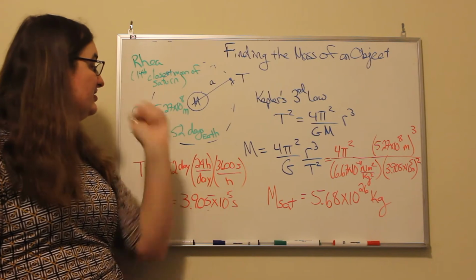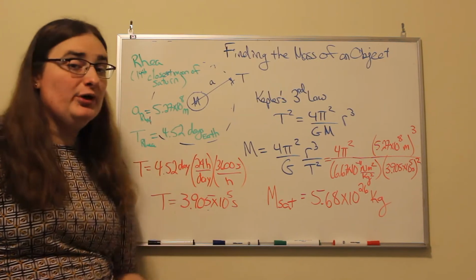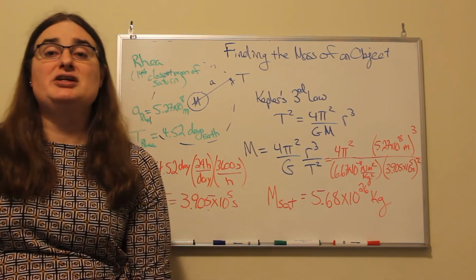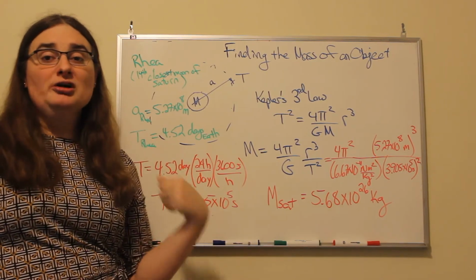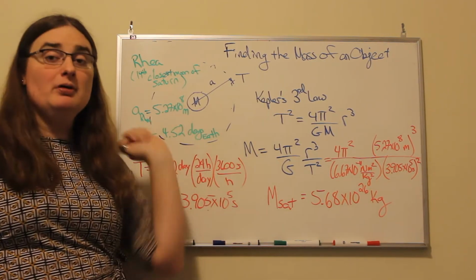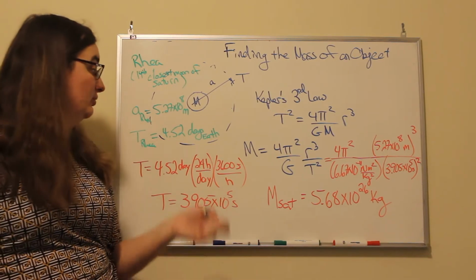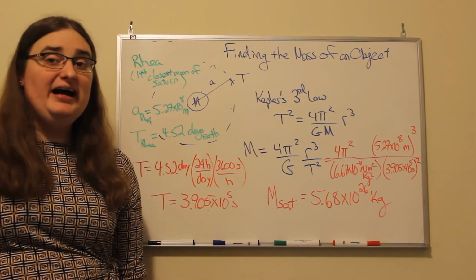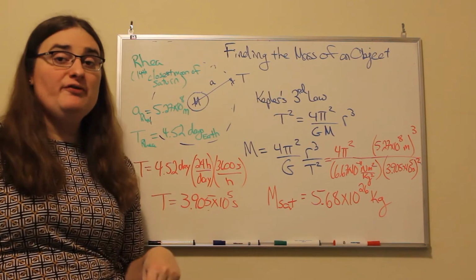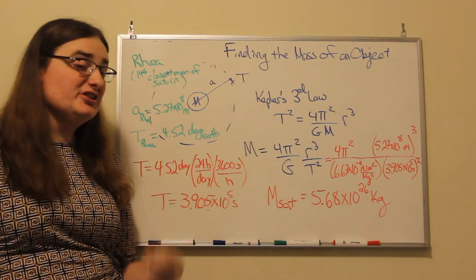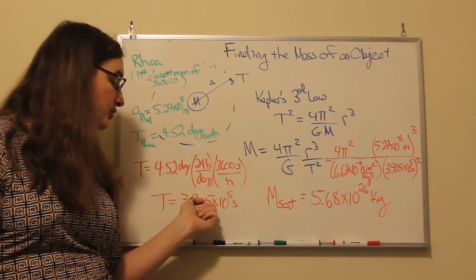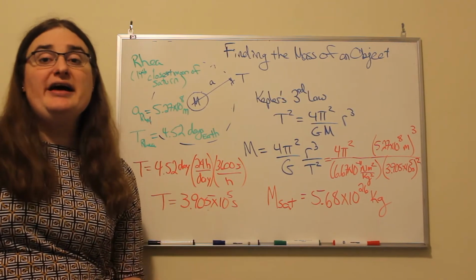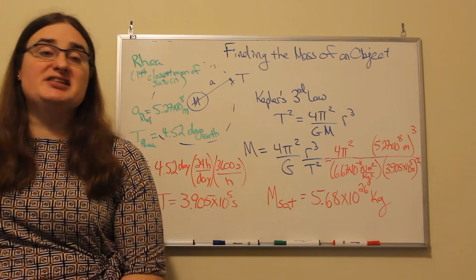So the radius of Rhea's orbit is about 5.27 times 10 to the 8 meters, and it takes Rhea 4.52 Earth days to make one trip around Saturn. So to calculate this in SI, each Earth day is 24 hours, each hour is 3,600 seconds, so one trip around Saturn for Rhea takes 3.905 times 10 to the 5 seconds.